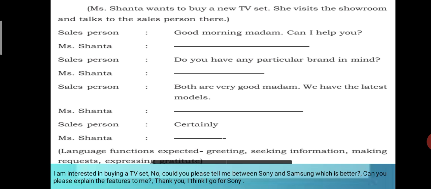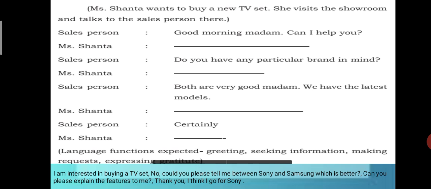Miss Shanta says, "No." She says, "Could you please tell me the difference between Sony and Samsung, which is better?" She asks for information. The salesperson says, "Both are very good, madam. We have the latest models." Miss Shanta says, "Can you please explain the features to me?"